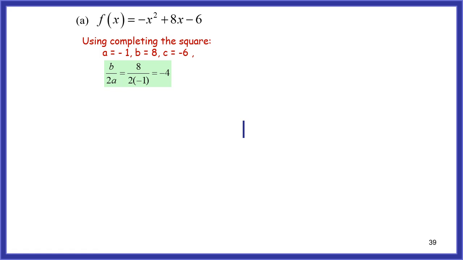Before that, to make it easier to find the inverse of a quadratic function, we use completing the square to make it simpler. Why? Because to find the inverse of a quadratic, this way is better. So remember how to do completing the square. We have a equal to negative 1, b equal to 8, and c equal to negative 6. So b over 2a is equal to negative 4.